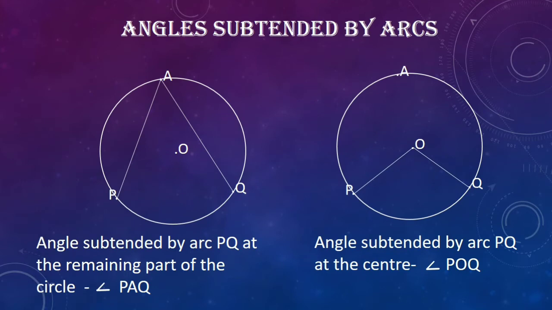Angles subtended by arcs. In the first figure, the minor arc PQ subtends an angle at the remaining part of the circle. That is, angle PAQ is an angle subtended by the minor arc PQ at the remaining part of the circle. In the second figure, the minor arc PQ subtends an angle at the center of the circle. That means the angle POQ is the angle subtended by the arc PQ at the center.